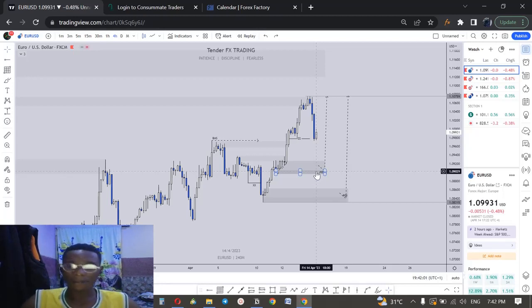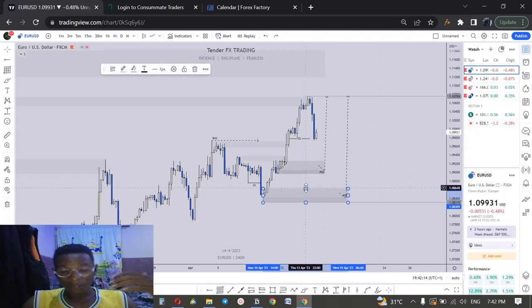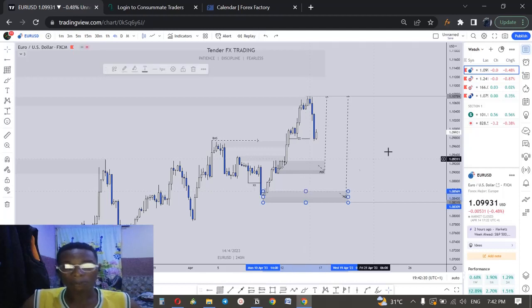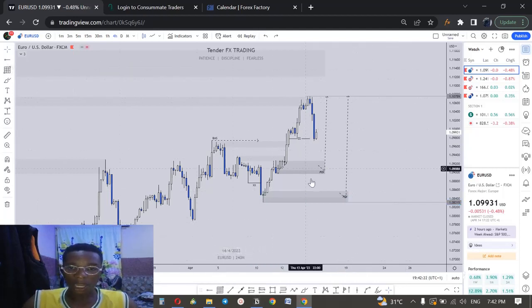Because I have a supply zone, I have structure, I have imbalance, I have liquidity, does not allow me to start executing my trade on any given order block or supply zone, right? On any given supply zone or demand zone, I'm mentioning order block, but they are all the same. Do not get confused.